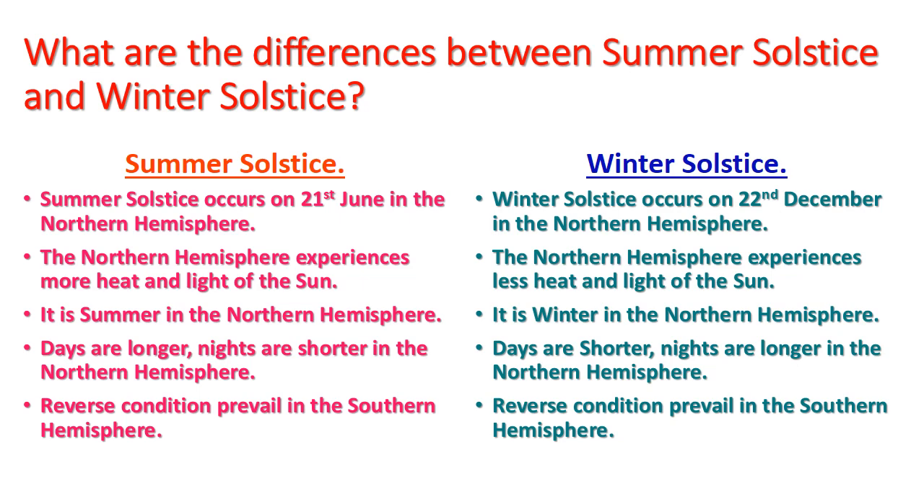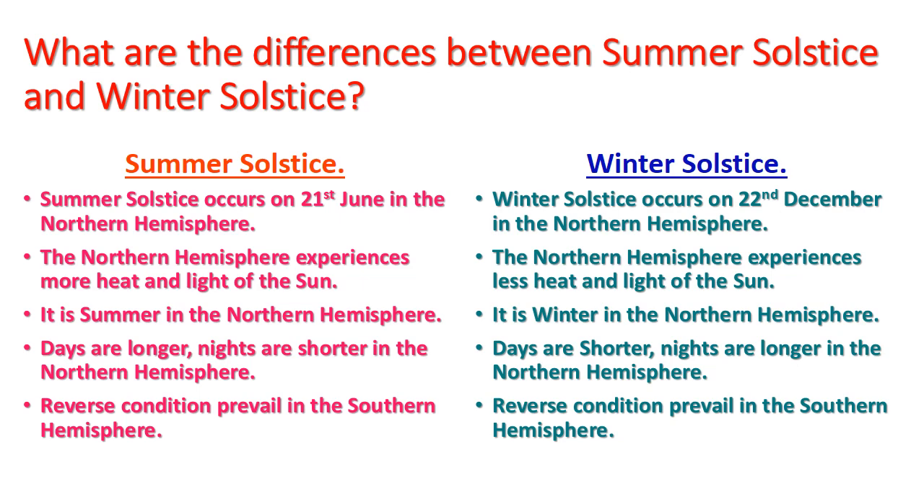In the last class we had discussed thoroughly about the summer solstice and winter solstice. Let us start our class with the differences between them, that is the summer solstice and winter solstice. Let us start. Summer solstice occurs on 21st June in the northern hemisphere. Winter solstice occurs on 22nd December in the northern hemisphere.